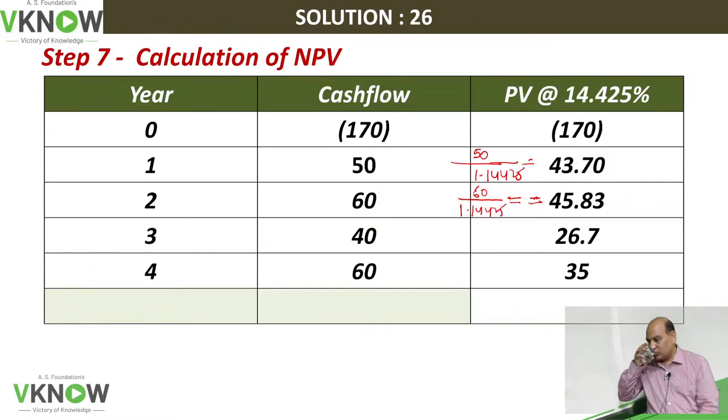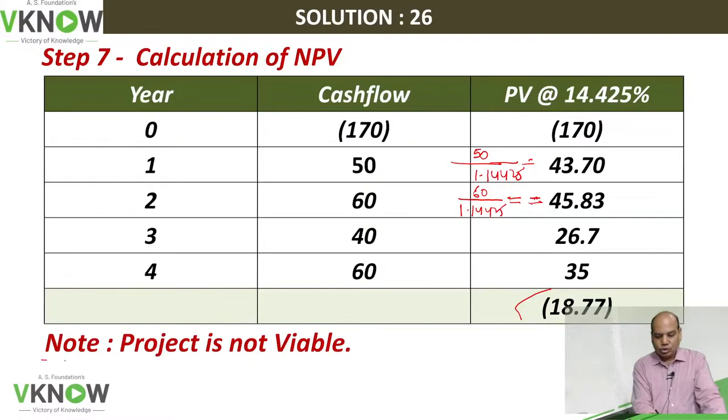Last one, try yourself. Can you please try and give me the answer of the last column total? Anybody please reply NPV. I'll wait for you. All of you must reply NPV. NPV is equal to 18.77, is right. Negative. Very good answer. You got it right.